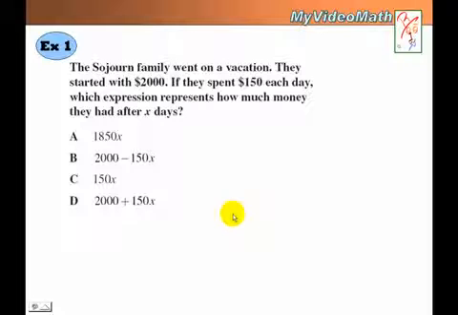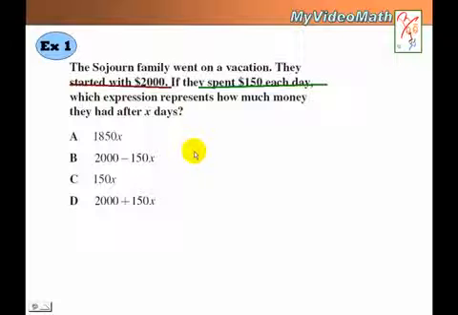The Sojourn family went on a vacation. They started with $2,000. If they spent $150 each day, which expression represents how much money they had after X days? We need to analyze the problem. What do we know? They started with $2,000 and they spent $150 a day.